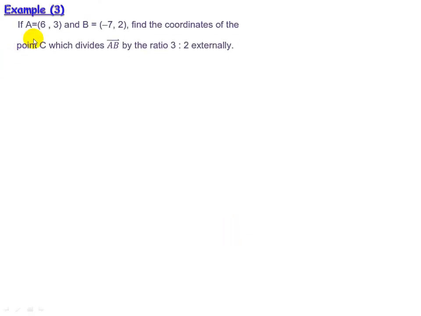Next, example number 3. If A equals (6, 3), B equals (-7, 2), find the coordinates of the point C, which divides AB by the ratio 3 to 2, but this time externally. Also, I will draw the line segment AB, and where should I put C? He said that C divides AB, so C will be put nearest to the second letter B, and the ratio from C to A is 3, and from C to B is 2, as he said.